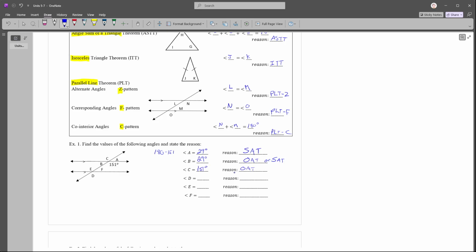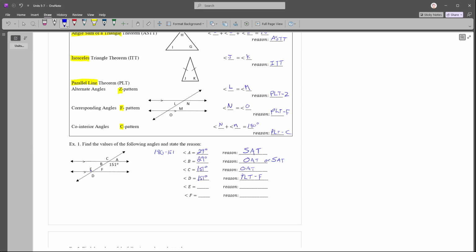So let's keep going. Now we got to go down to D. D's got no angles around it. It doesn't, but it does have a pattern. It fits perfectly into the F pattern. So the D is below the bottom arm of our F here, and the number below the top arm is the 151. So the F pattern says that those two angles are identical. So D is 151 degrees, and that's from the parallel line theorem, F pattern.